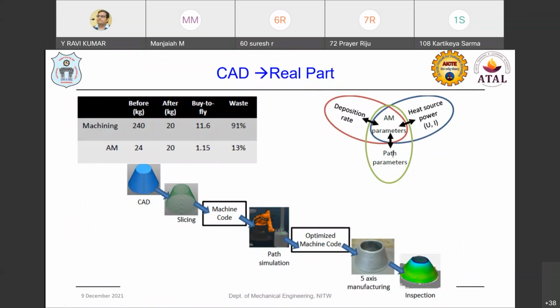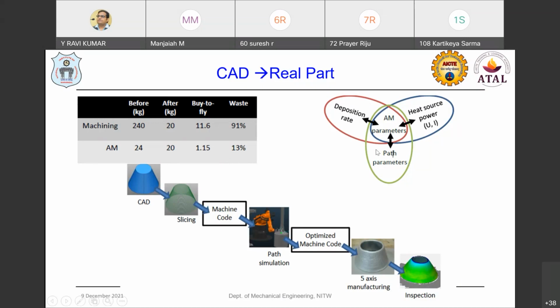In the WAM process, similarly, it goes from CAD to printing. Once the part is printed, it needs to be inspected using laser scanning. In these systems we have 5-axis systems and even 3-axis systems, and we need to determine which axis system is more efficient. If you want to manufacture this kind of part by machining from a block, 91% of the metal is wasted. But with an AM process, only 13% of the metal is wasted. That is the efficiency of the WAM process for making these kinds of components.